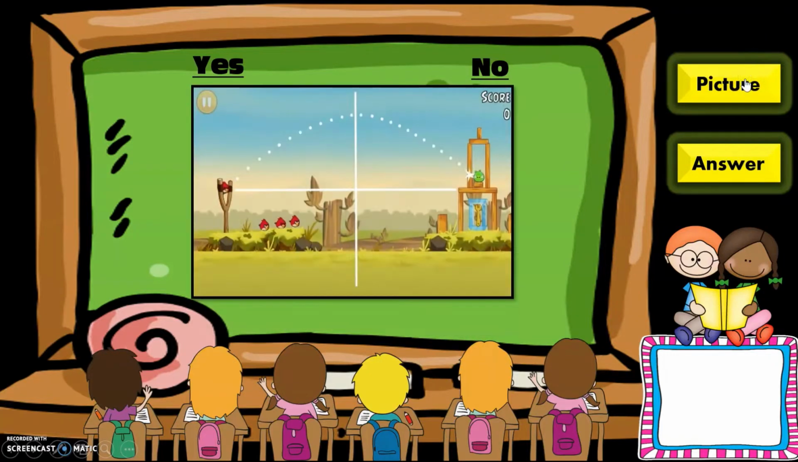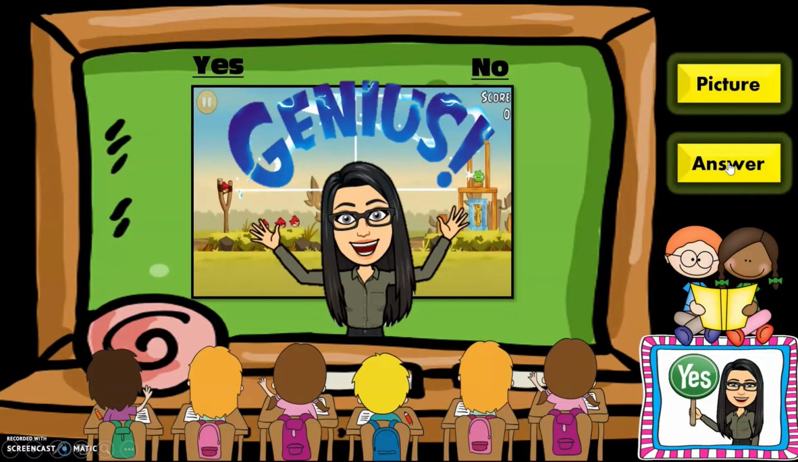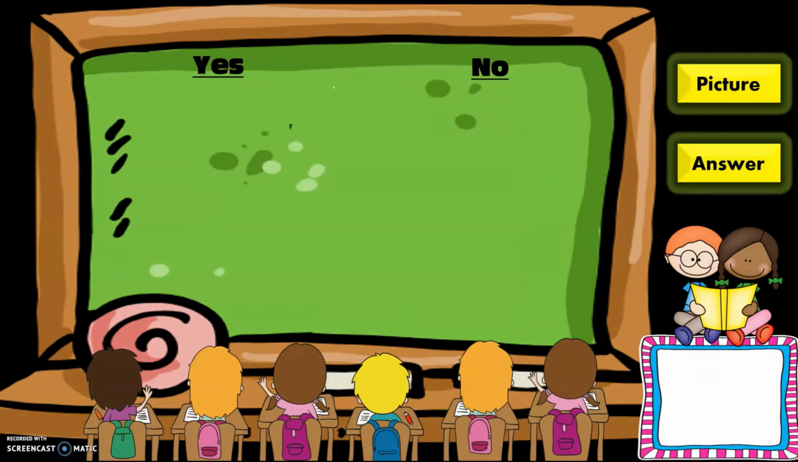Are you familiar with this game? Yes, this game is called Angry Birds. Now, do you think this game models a quadratic function? Your answer? Yes, it models a quadratic function since this game forms a parabola. Genius! Oh yeah! Let's have our next picture.